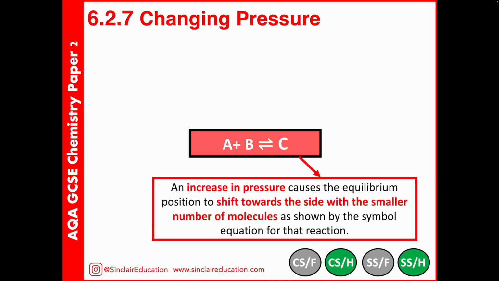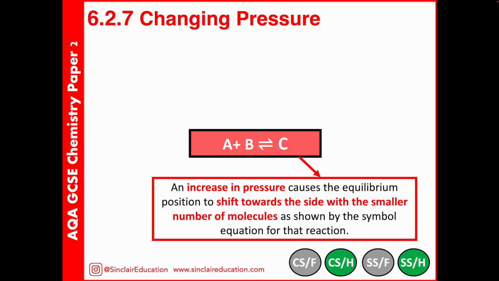Pressure. If we increase pressure, this favours the side with more molecules. So for example, if I increase pressure, A plus B, there's 2 molecules here, there's more on this side. If I increase pressure, this reaction will happen more, I will make more C. So the rule of pressure is that if we increase it, that favours the side with more molecules.